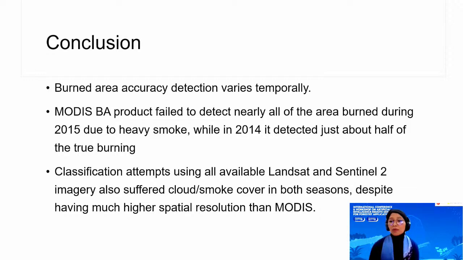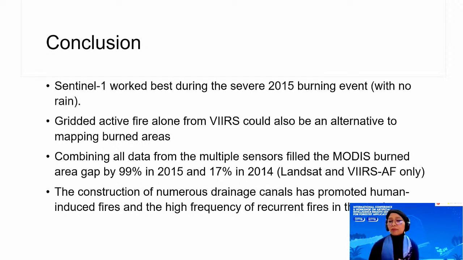Can you go to the next slide for the conclusion? And Sentinel-1, we can see that it worked best during the severe 2015 with no rain, because that's another consideration. The gridded active fire data alone from VIIRS could also be an alternative for mapping burn areas. By combining all the sensors, we found that it can fill the MODIS gap by 99% in 2015 and 17% in 2014.